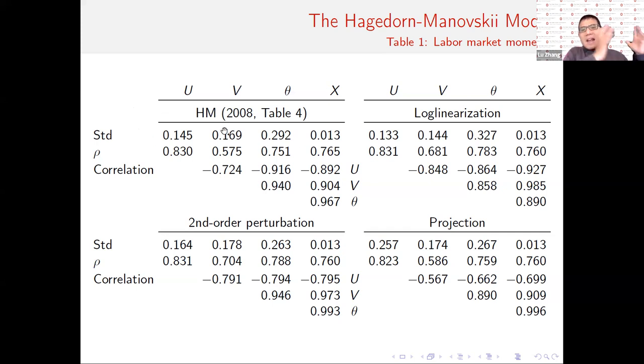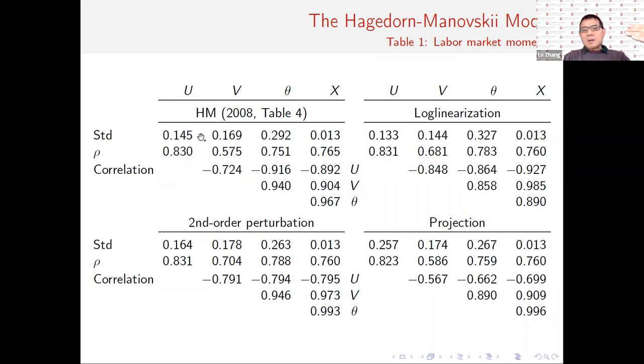Actually, Hagedorn-Manovskii implemented it using a nonlinear method, but they were using Tauchen approximation for the discrete state space, and we show it's not quite accurate. It turns out that their results are closer to the log-linearization results. In particular, the unemployment volatility is 13.3%, fairly close to what they were reporting, and so is the volatility of labor market tightness. But look at our projection output, and you can see that the number jumps out at you. It's the unemployment volatility. We get 25.7%. That's almost twice as large as what they were reporting.